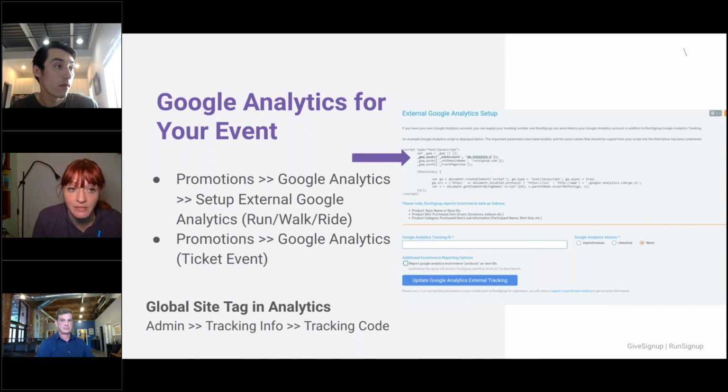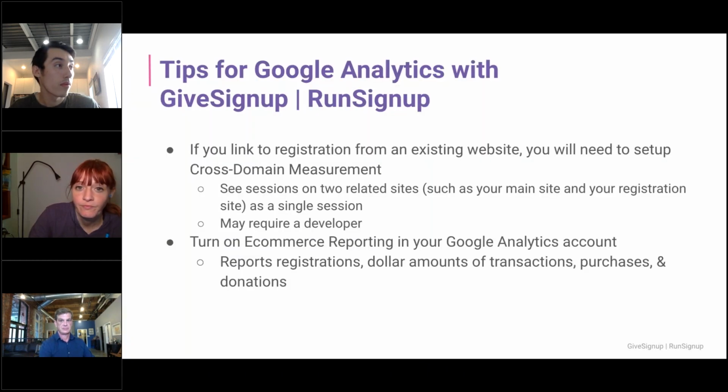There's one other step that you may want some help with if you are trying to track our registration site along with your main website. So the tip for that: if you are tracking on your main website and you also want to track on your GiveSignup, RunSignup website, you're going to want to set up cross-domain measurement. That allows Google Analytics to know that if someone was on your website and then they came to your registration website, that user is connected and that is the same person that they're looking at.